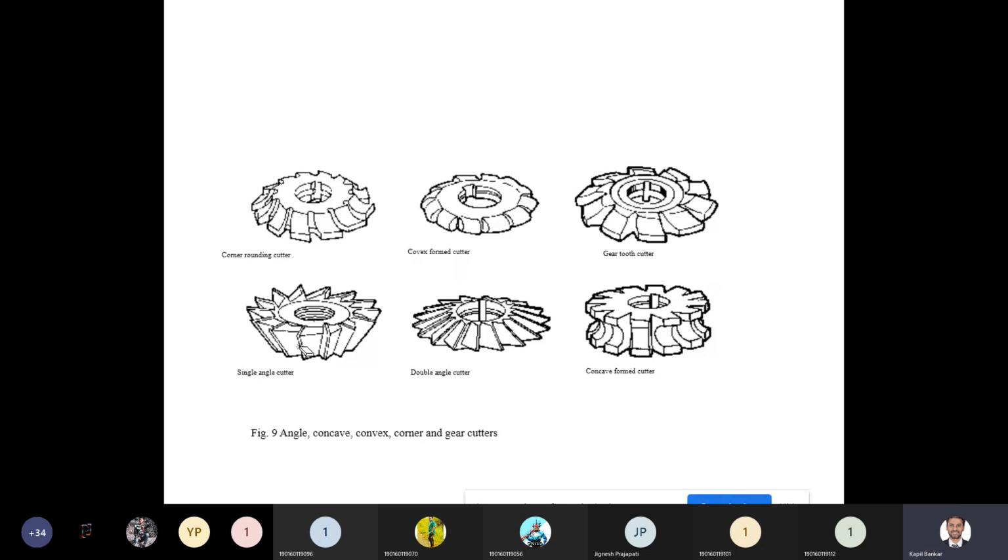Here, single side angle is there, so it is called a single angle cutter. Here, on both the sides angle is there, so it is called a double angle cutter. This has a concave shape, so it is called a concave formed cutter. In general, you can say that this is a form cutter. Form cutters are available in different types of shape and size, so as per the requirement of your job, you can use any one.